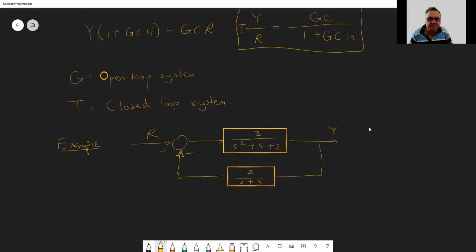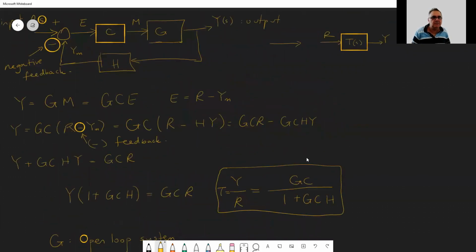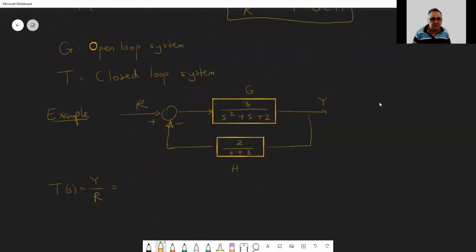So for this system, let's say we want to find the T, which is Y over R. If you call this G, and if you call this H, there is no C. C is equal to 1 here, okay? The C term we had in this example is 1. So it is simply G over 1 plus GH, which we can write as follows.